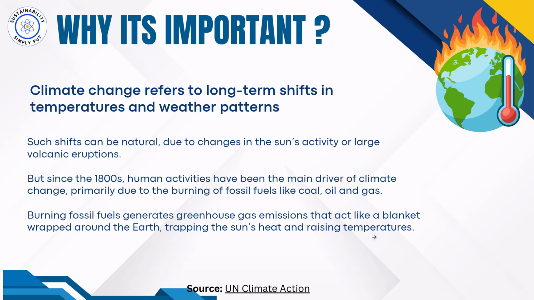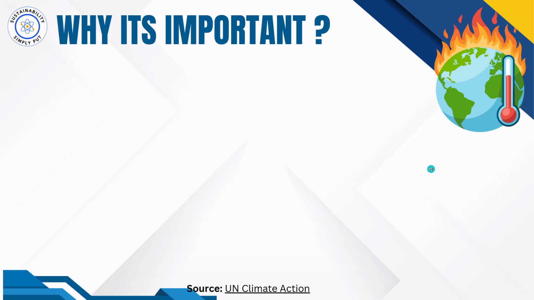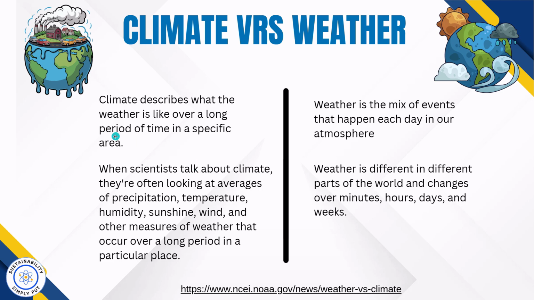Before going further, let's understand the difference between climate and weather. Climate is described as what the weather is like over a long period of time, compared to weather, which is a mix of events that happen each day in our atmosphere. So weather keeps changing. The time horizon is very short. Let's say in a day the weather changes. In the morning it was sunny, and in the afternoon it was rainy. So this is what we call weather changing. But over a long period of time, in a specific area, we look at it as climate, right?